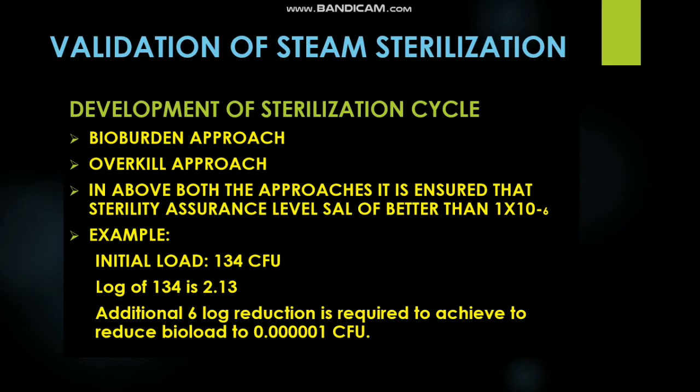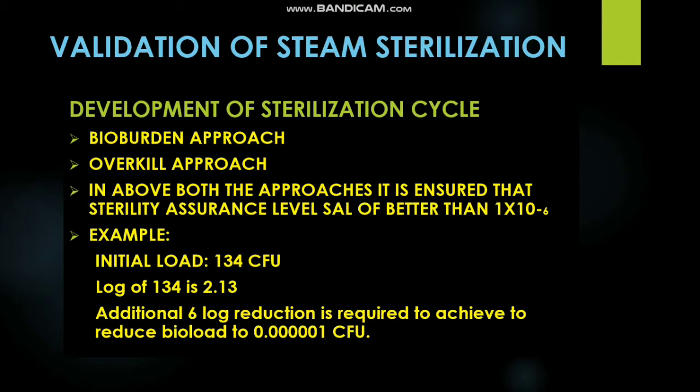Next, whenever we are going for steam sterilization qualification, first we need to develop the autoclave cycle, or decide by which approach we are going to do the validation of the sterilization process. So two approaches are there: one is the bioburden approach and the second is the overkill approach. Generally people use the overkill approach very widely, but we will also understand what the bioburden approach is.